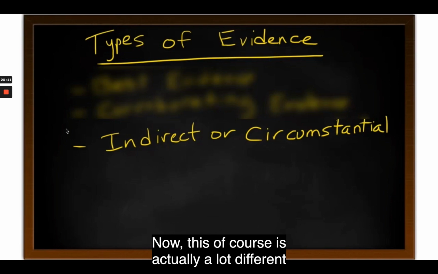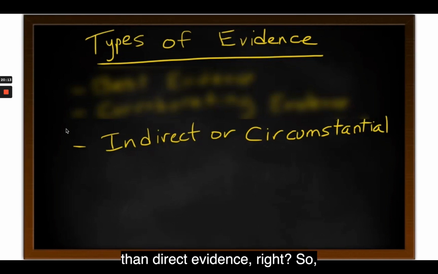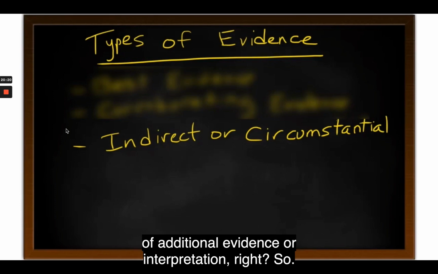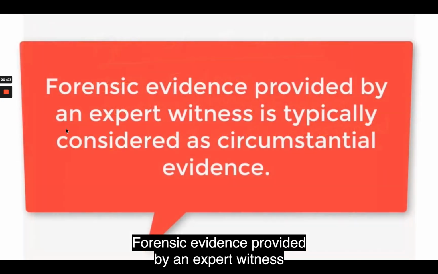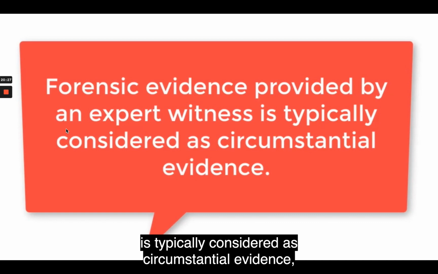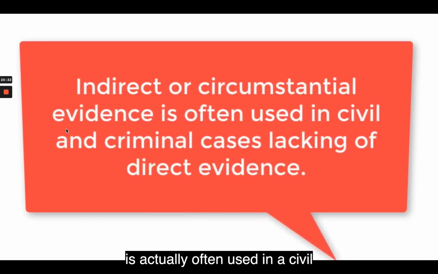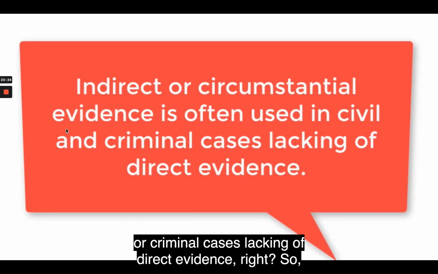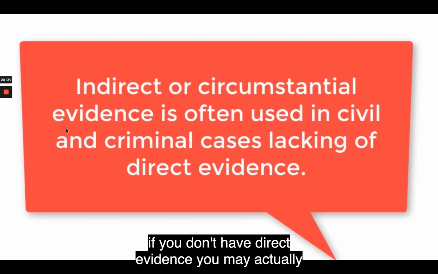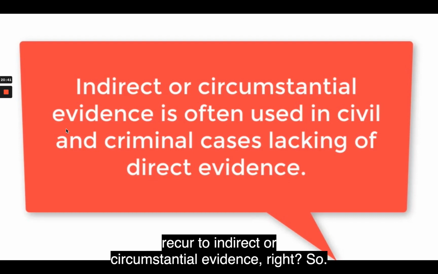Now, this, of course, is a lot different than direct evidence, right? So direct evidence supports the truth of a proclamation without the need of additional evidence or interpretation, right? So forensic evidence provided by an expert witness is typically considered as circumstantial evidence, right? So indirect or circumstantial evidence is often used in civil or criminal cases lacking direct evidence, right? So if you don't have direct evidence, you may recur to indirect or circumstantial evidence, right?